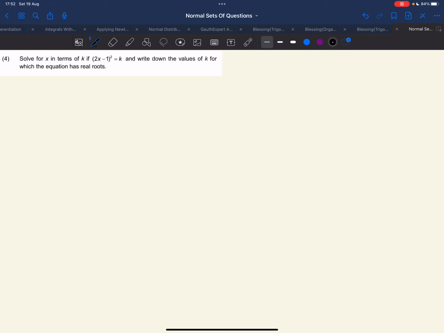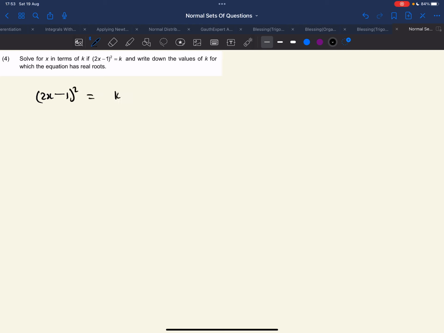Okay, right. Now in question 4, they say solve for x in terms of k if (2x minus 1) squared equals k, and write down the values of k for which the equation has real roots. Now the first step that we can do is to first solve for x in terms of k. Remember we are given the equation as (2x minus 1) squared equals k.